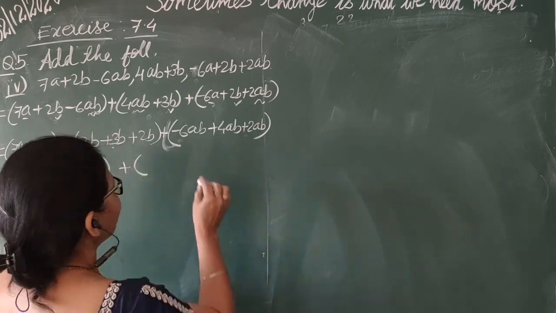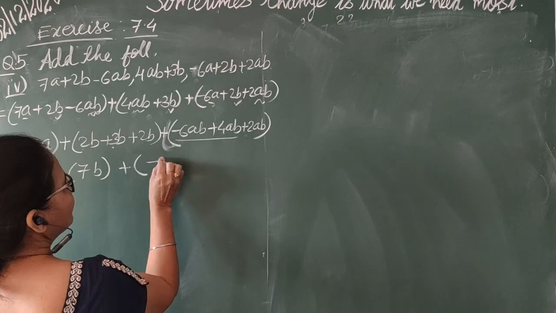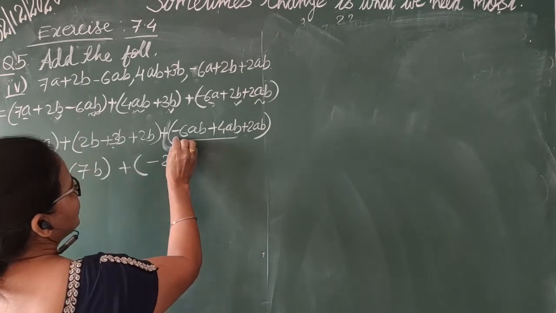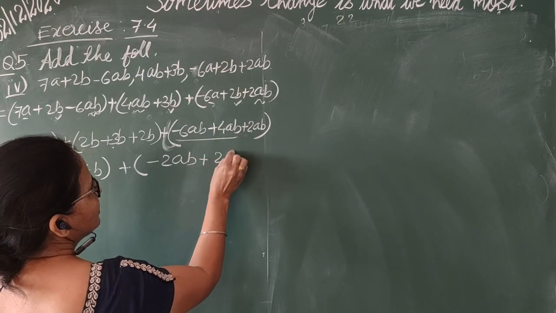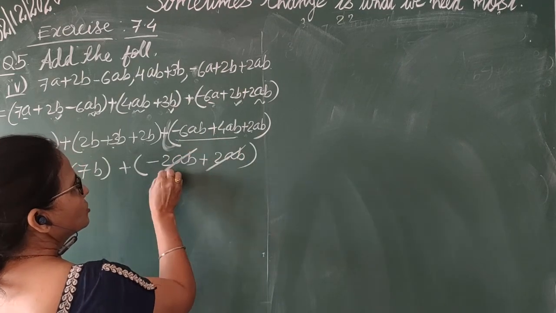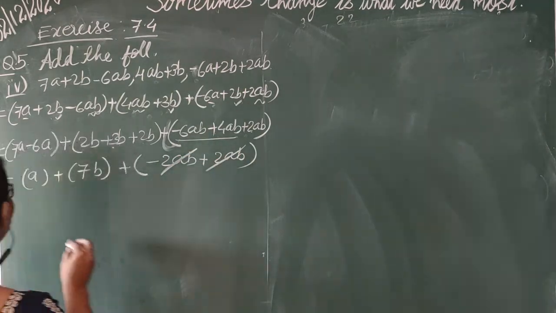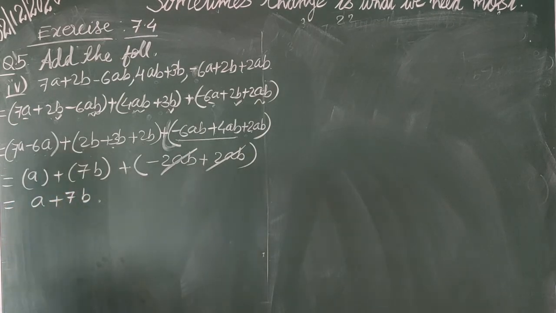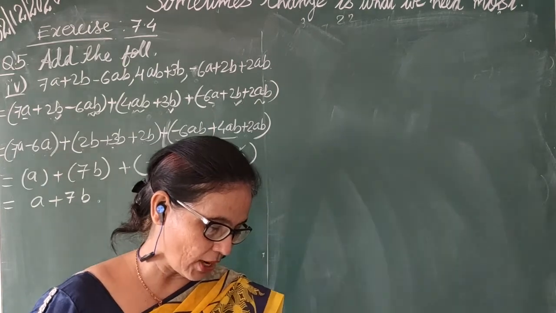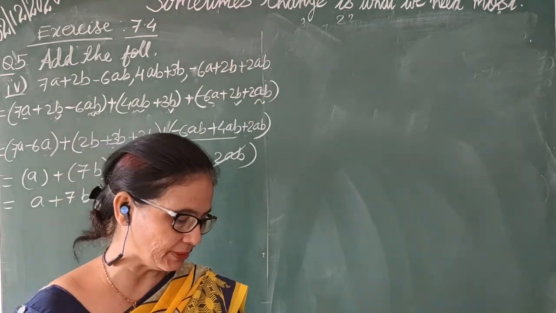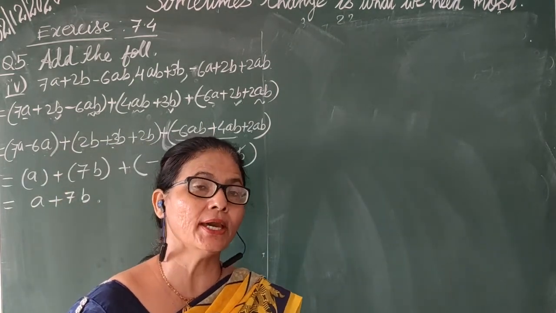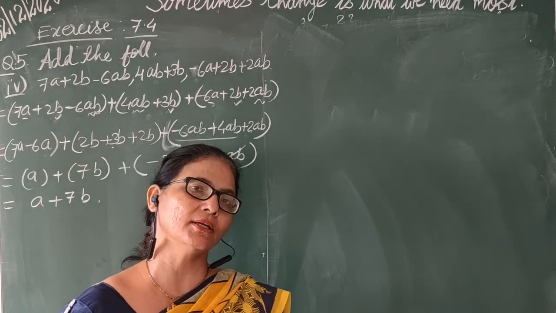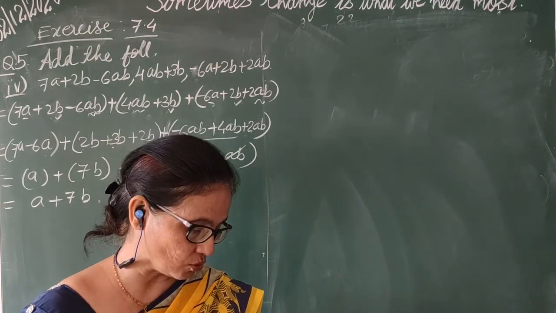You see, if I will simplify these two, I am getting what? Directly also I can write. Okay, you can write directly also. This is minus 2ab and here plus 2ab. And you know minus 2ab plus 2ab is what? 0. So what is the answer? Your answer is a plus 7b. So I hope you understood how to add algebraic expressions. It's so easy and very important also, because the same type of sums are there in the upcoming classes also.